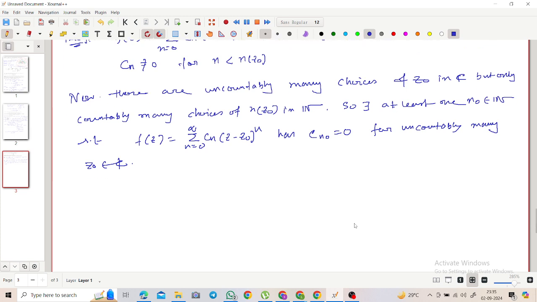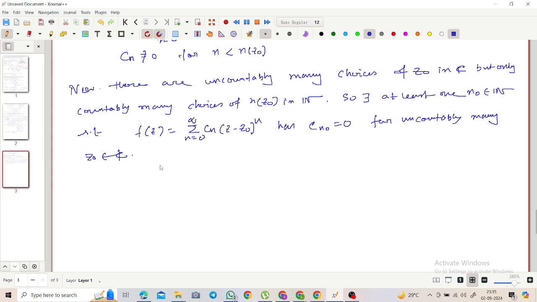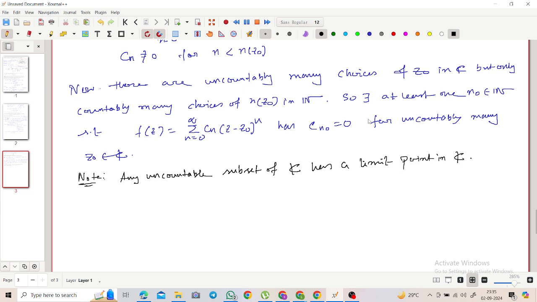So now we make an observation, or a note: any uncountable subset of C has a limit point in C.